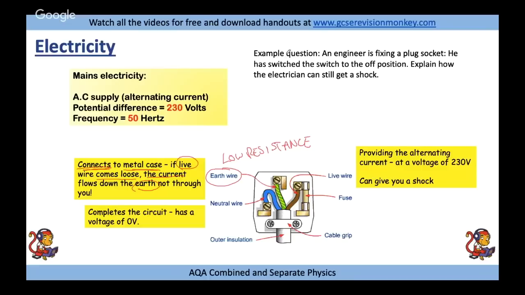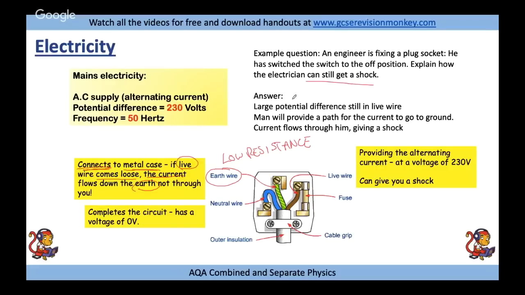Now, here's a typical question. An engineer is fixing a plug socket. He has switched the switch to the off position. Explain how the electrician can still get a shock. Well, there's a large potential difference in the live wire, 230 volts. The man will provide a path for the current to go to ground. The current will flow through him, giving him a shock.